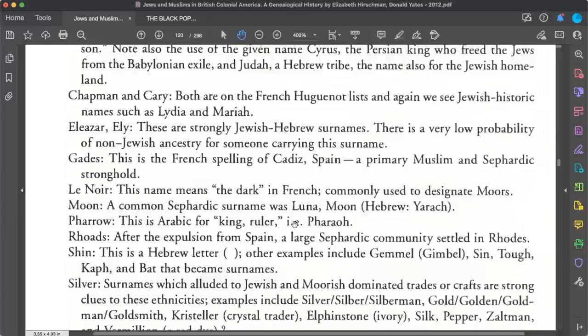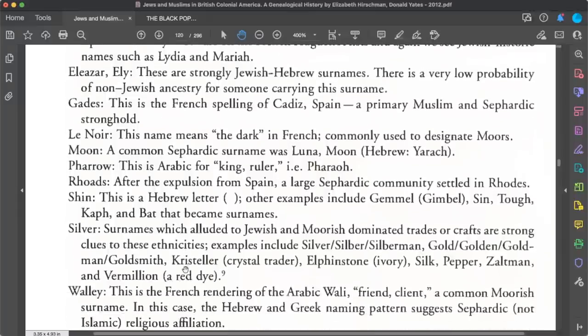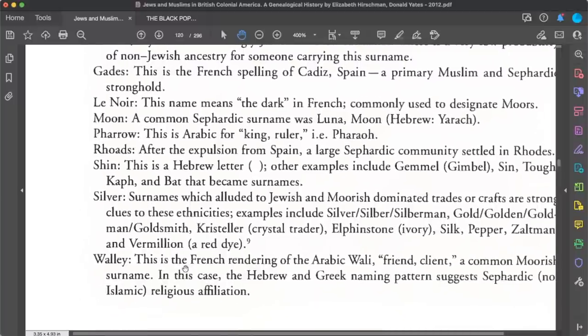Lenore, all right, or the black, right? Lenore or the dark. This name means the dark in French, commonly used to designate Moors. Moon, a common Sephardic surname was Luna, Moon, Hebrew, Jarak. Pharaoh, this is an Arabic for king, ruler, example, Pharaoh. Rhodes, after the expulsion from Spain, a large Sephardic community settled in Rhodes.